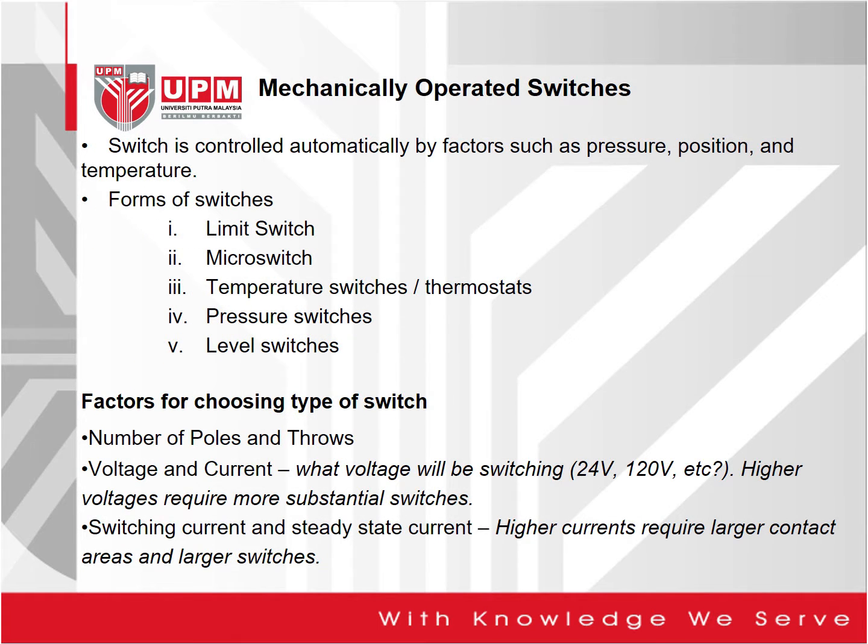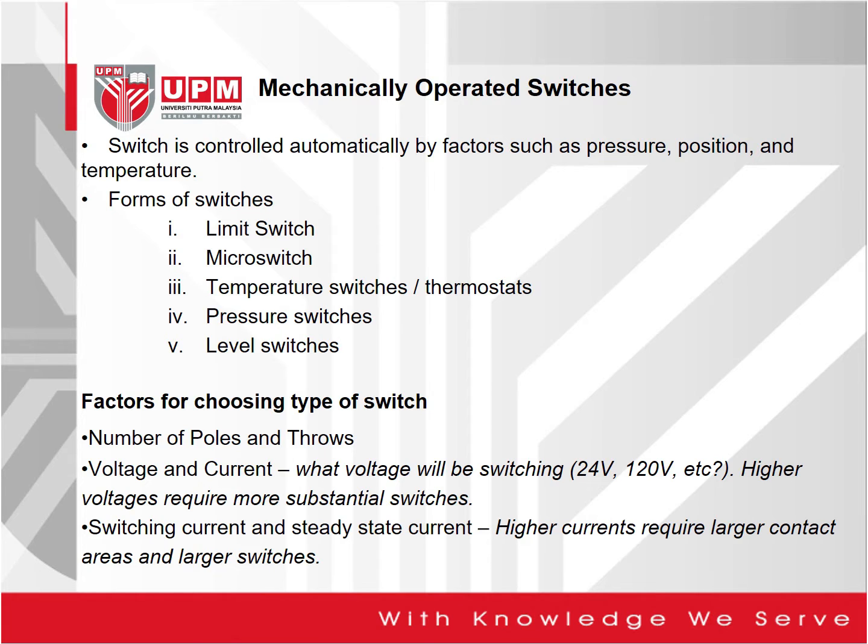So here we will introduce mechanically operated switches. The switch is controlled automatically by factors such as pressure, position, and temperature. Not only the manual switches, but you also need to know the other switches, because these switches are also well known for plants and process control. Examples are limit switch, micro switch, temperature switches, or you can call it a thermostat, pressure switches, level switches.